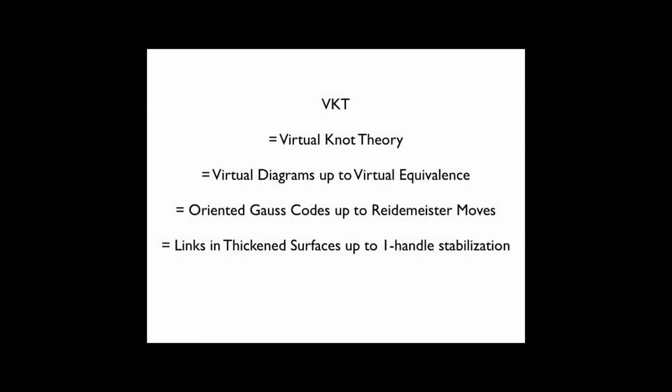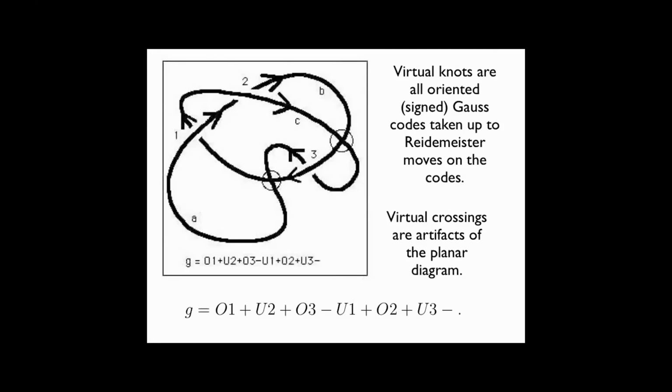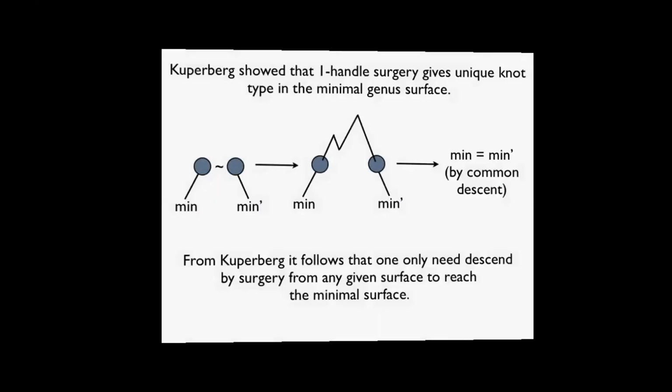Getting back to standard virtual knot theory, what we've said so far is that virtual knot theory is virtual diagrams up to virtual equivalence. It's equivalent to oriented Gauss codes up to Reidemeister moves on the codes that can be described abstractly. And it's the same as links in thickened surfaces up to one-handle stabilization. Now that's a repeat slide.